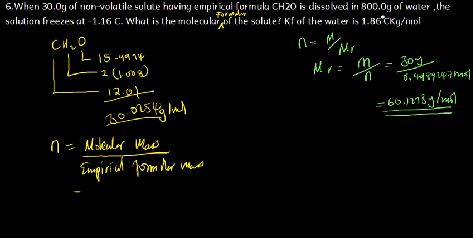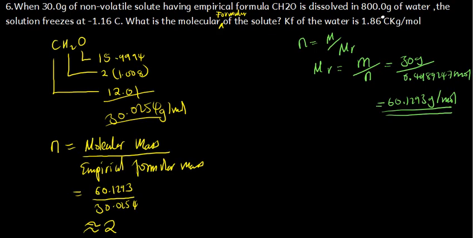And here the molecular mass is about 60.1293 divided by the empirical formula mass, which is 30.0254. Empirical formula mass is simply the value which we get from the empirical formula, the molecular mass of the empirical formula, and that is going to give us a value which is approximately 2, because we need to use a whole number.